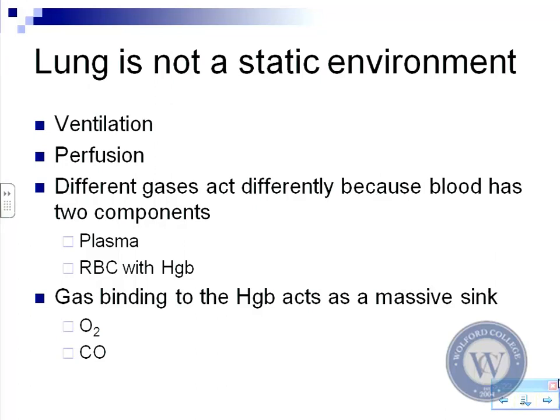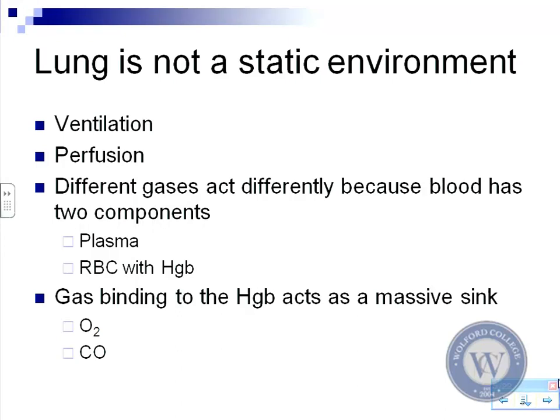Different gases act differently because blood has two components: plasma, and red blood cells with hemoglobin in them. Hemoglobin is a special protein that acts as a carrier. Oxygen, when it diffuses across, will bind to a certain degree in plasma, but it's very low. Instead, most of the oxygen is carried in your hemoglobin. So hemoglobin acts as a massive sink that pulls the gas across much more rapidly than would otherwise be possible. If you were to just put plasma next to an alveolus, the diffusion capacity for oxygen would become very limited quickly.